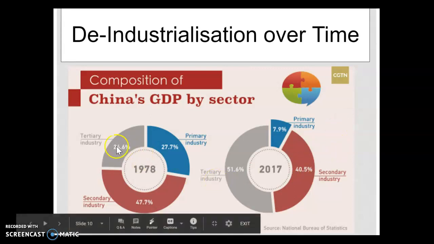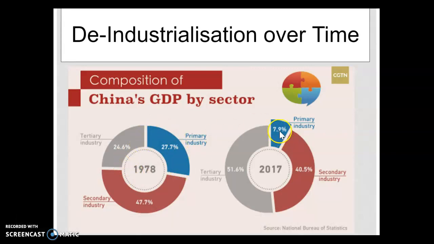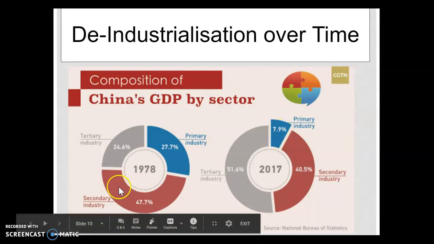So this is China as an example. In 1978 they had 27.7% in primary, and in 2017 they had 7.9%. In 1978 they had 47.7% of their GDP in secondary, and that went down to 40.5% in 2017.